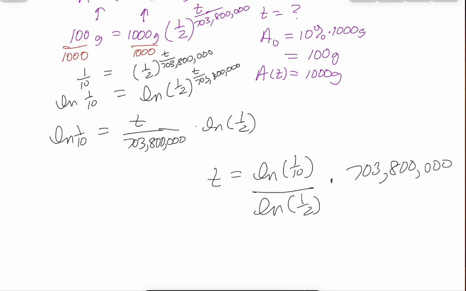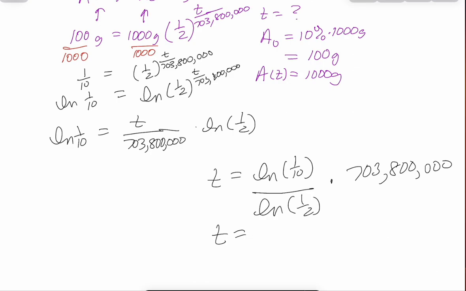Now, it's a real life application, so put it into a calculator, round to the nearest 1/10 of a year, okay? So if I put into the calculator the natural log of 1/10 divided by the natural log of 1/2, watch your parentheses, times 703,800,000, I get that for only 1/10 to remain, look at how many years it's going to take. It takes 2,337,972,993 years for 1/10 of it to remain.